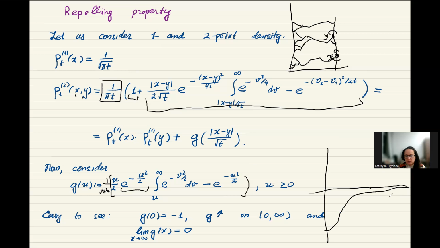So what does it mean? How can we now analyze the joint behavior of 2 points in our system? So let us rewrite it.